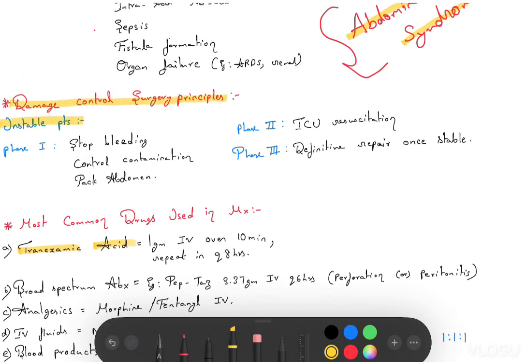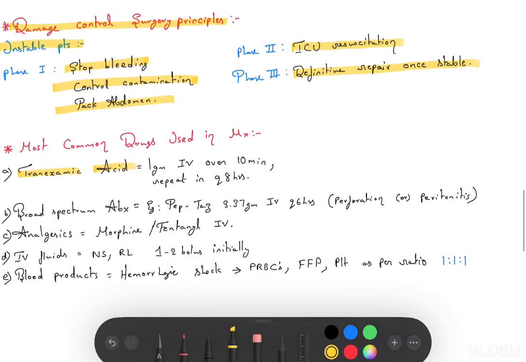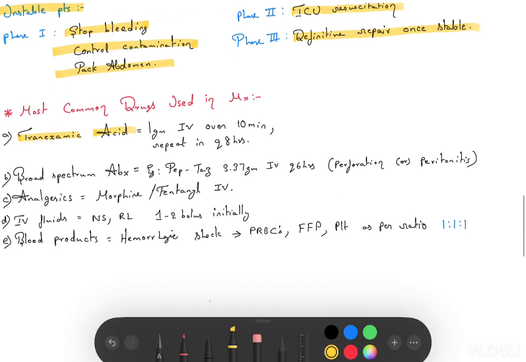If the patient is unstable, in phase 1 we stop bleeding, control contamination, and pack the abdomen. In phase 2, ICU resuscitation. In phase 3, definitive repair once the patient is stable. We have to take the patient to the operation theater another time. Why? Because we have to control the lethal triad: hypotension, acidosis and coagulopathy.